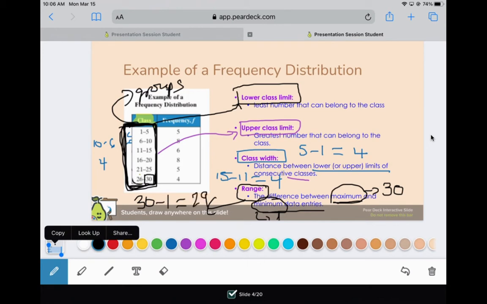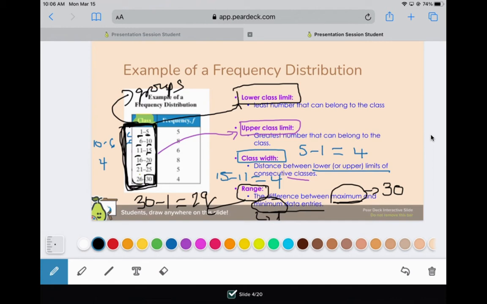So the range and the class width are different in that sense. For the range, I'm taking the biggest value from my data set minus the smallest one, and I can only have that one range. For the class width, I'm taking the class's upper limit minus its lower limit. Upper limit, lower limit. Upper minus lower. So that's the difference between class width and the range.